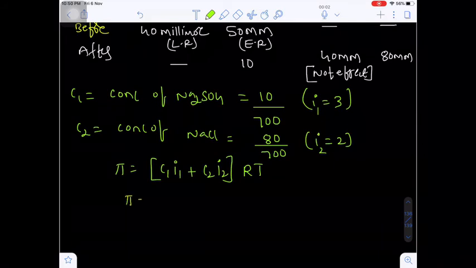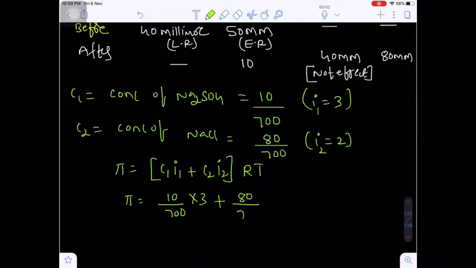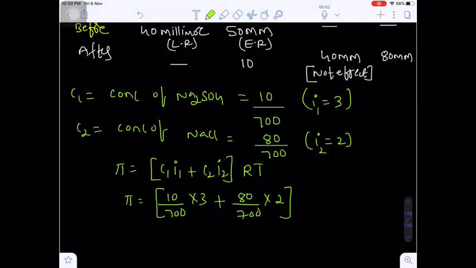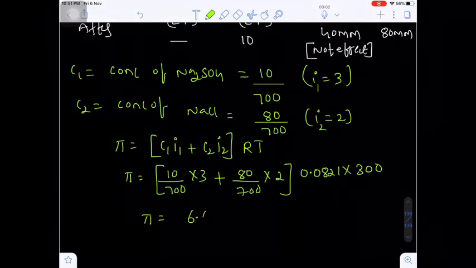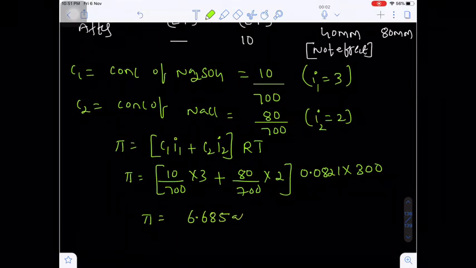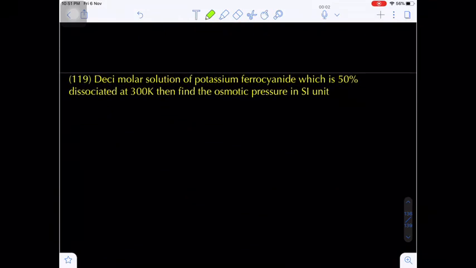T is constant. So pi equals (C1 value 10 upon 700 into i value 3 plus C2 value 80 upon 700 into i, that is the Van't Hoff factor value 2), whole multiplied by R value, that is 0.0821, into temperature value, that will be 300 Kelvin. So the final answer, osmotic pressure, will be 6.685 atm. Okay. Now question number 119.